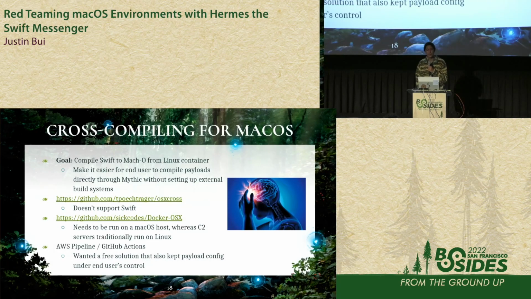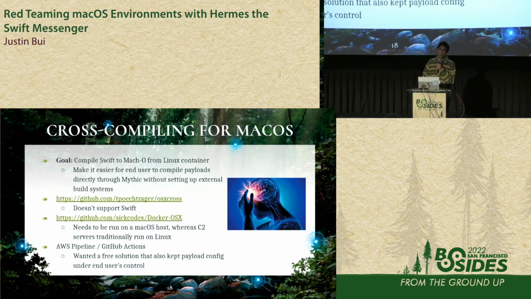I want to start off by saying that cross-compiling for macOS is a pain. My goal was to compile Swift code to a macOS executable from a Linux container. The reason for this is that since Mythic uses containers under the hood, I wanted to make it as easy as possible for an end user to download Mythic, download Hermes, and then compile a payload directly from Mythic without any form of external build systems.